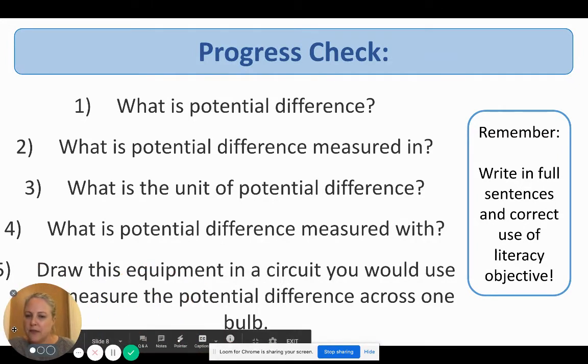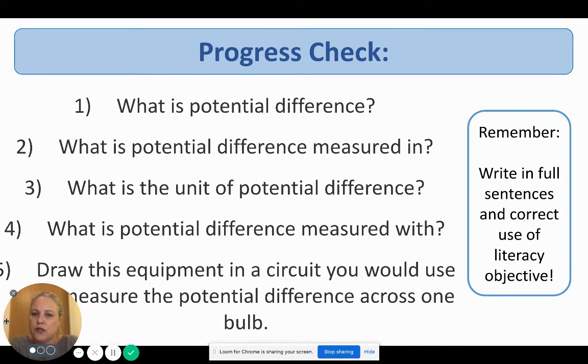Okay, so here's a little progress check. Pause the video, go through these, they're on the worksheet, or write down your answers if you're not using the worksheet. I don't need to read them, you can read them. So pause this and have a little go through what we've just covered.